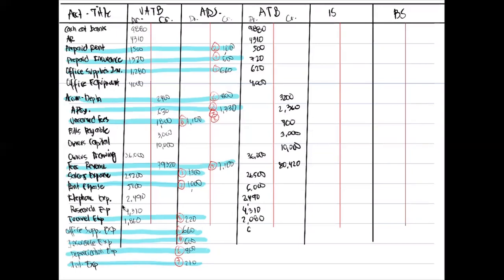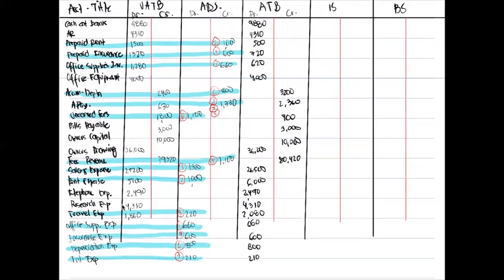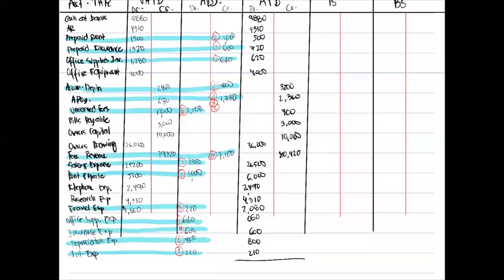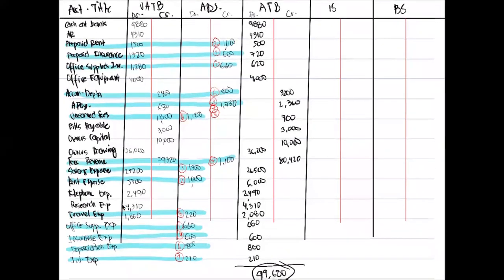Next, office supplies, we have here 660. Insurance at 600. Depreciation at 800. And interest of 210. So we get the total. So we just total it. We have 99,680. So our total is 99,680. Did you get the same? Okay. So I hope you get the same amount, 99,680.